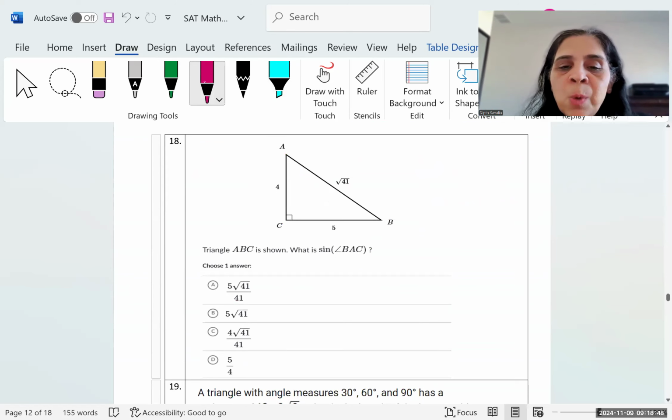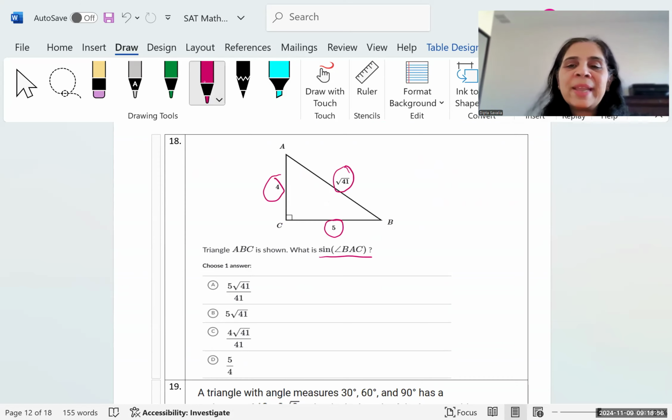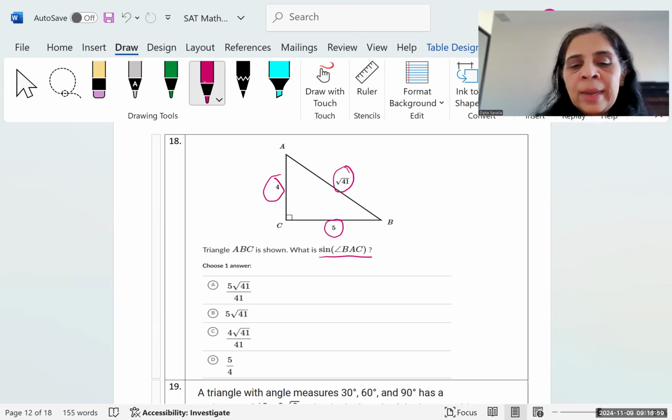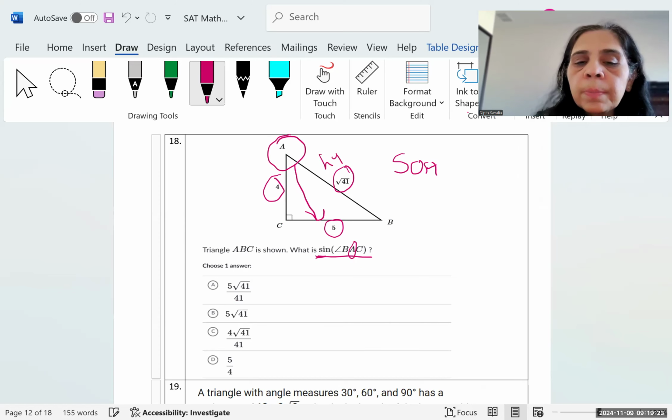Now we have another question here for sine. But here, one step is already done, so we have all sides given. So now I can go directly to SOHCAHTOA, and I will not write down the whole thing. It says sine, so we are using only the sine function. S is opposite over hypotenuse. We know my reference angle is A, so we need opposite and hypotenuse. Here the opposite is 5 over square root 41.